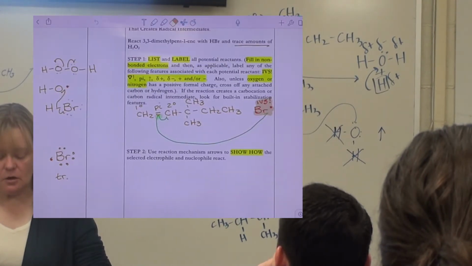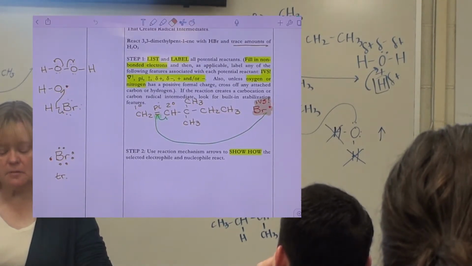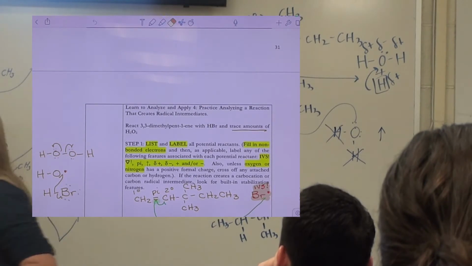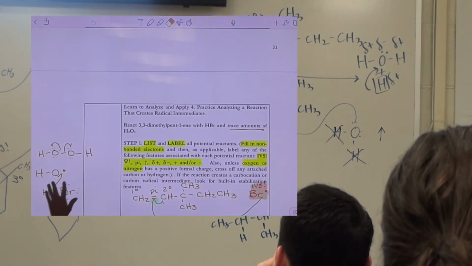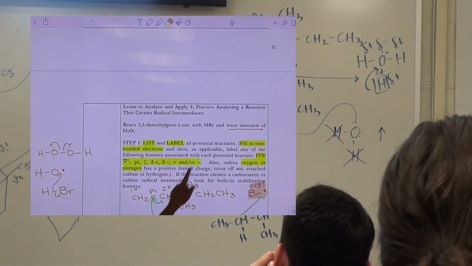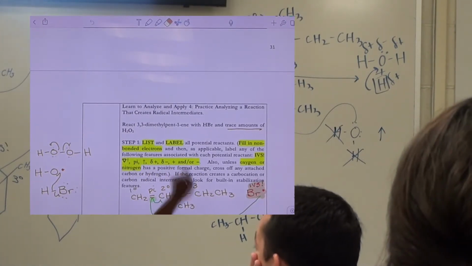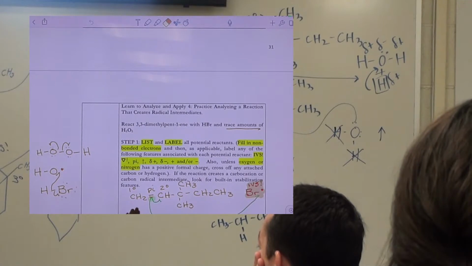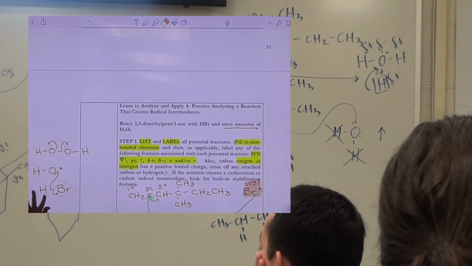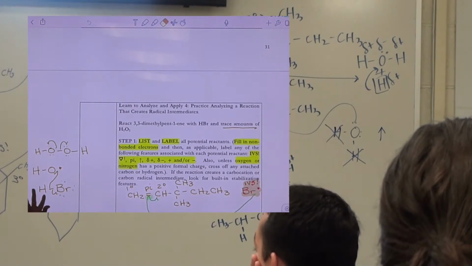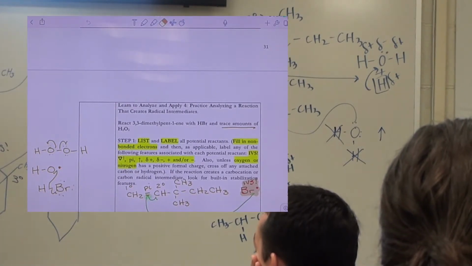So coming back to here, when you're thinking about how to react this hydroxide radical, your resources for reacting with it are the HBr and the 3,3-dimethylpent-1-ene. The one that's going to make the best radical, though, is the bromine. So we're going to react that with the hydrobromic acid to create the new bromine radical.